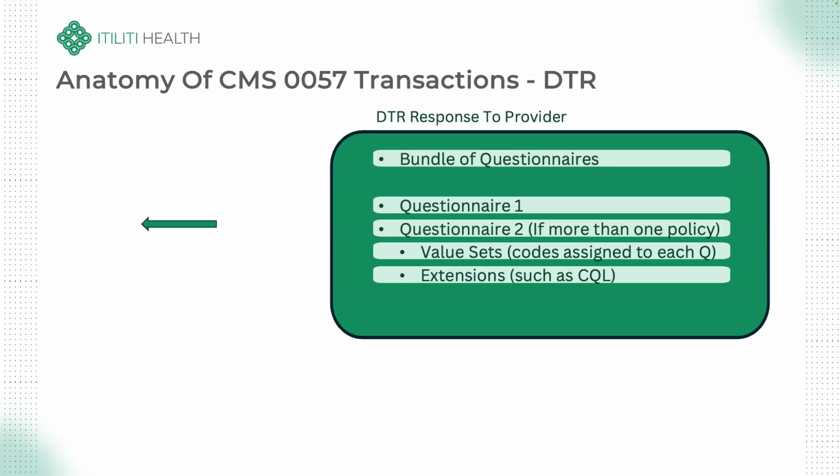And we say, please answer these questions so that we can provide you a prior authorization. Within the questionnaire itself, we have questions and value sets, which are the sets of codes associated with each question. Value sets are really important because they allow us to do algorithmic processing, where we have, for example, a set of diagnosis codes that in a patient's medical history might automatically authorize them for a particular type of treatment.